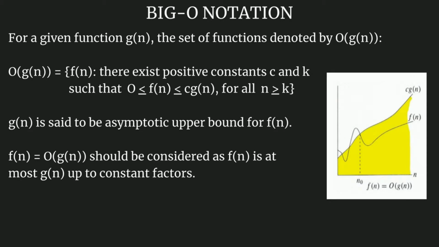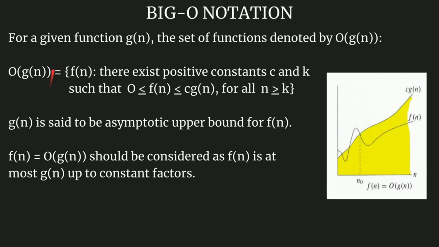So for a given function g of n, the set of functions denoted by big O of g of n can be defined as: big O of g of n is equal to f of n, such that there exist positive constants c and k, such that 0 is less than or equal to f of n less than or equal to c into g of n for all n having values greater than or equal to k.